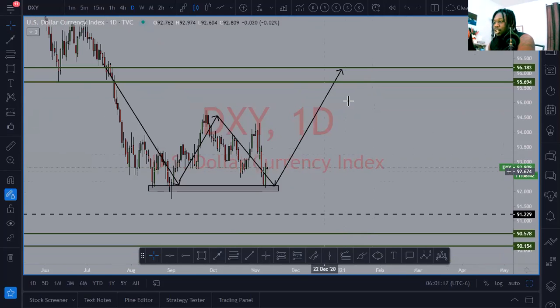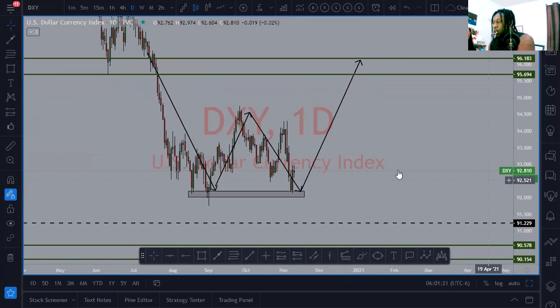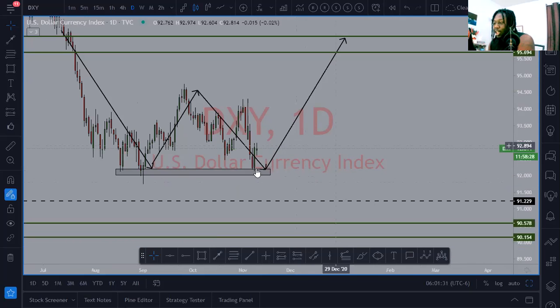Let's get it started off with the DXY. As I stated on Sunday, this could potentially be a W forming on the daily time frame, and now we're starting to see that type of indication. First of all, we have this daily engulfing candle right here that could be showing a potential reversal. I love seeing an engulfing candle like this, and it is currently rejecting off of this resistance right here.